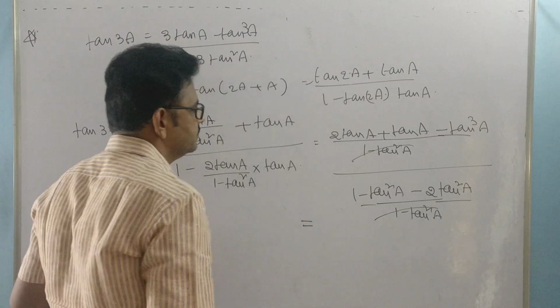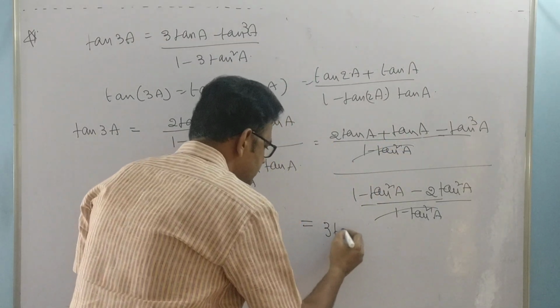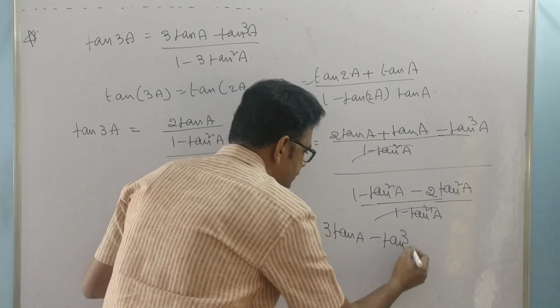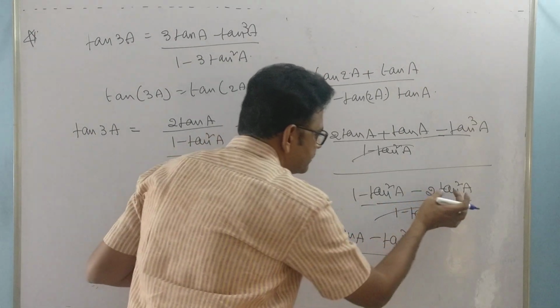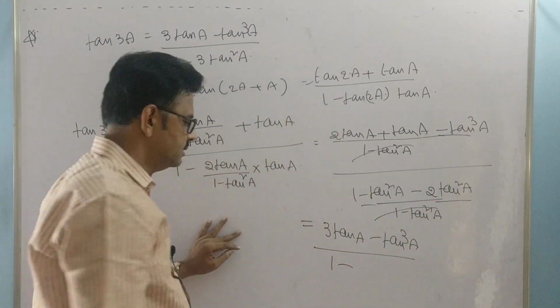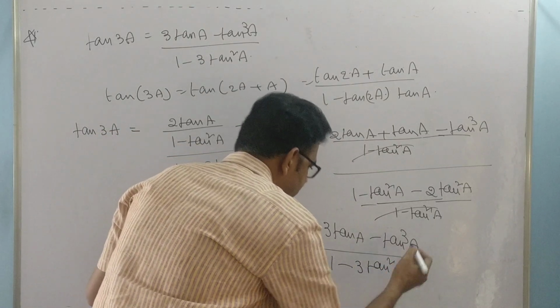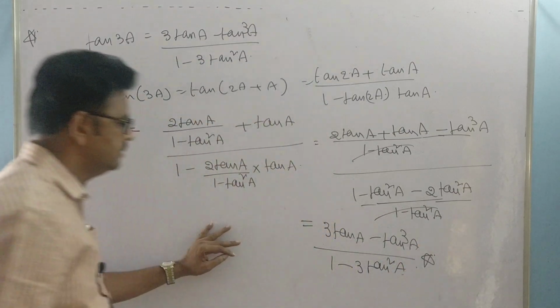That is equal to 2 tan a plus tan a, so this is 3 tan a minus tan cube a by 1 minus tan square a minus 2 tan square a. This is 1 minus 3 tan square a. So this is the tan 3a formula.